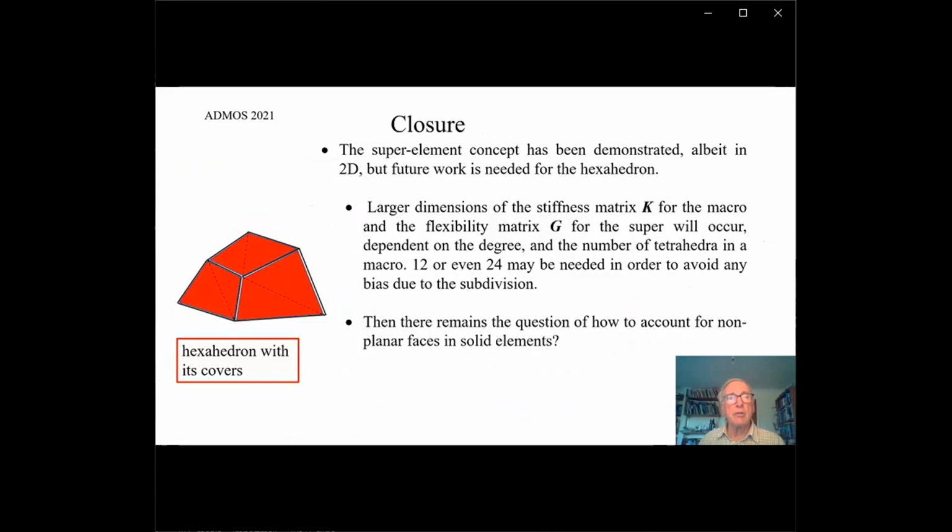In closure, the superelement concept has been demonstrated, albeit in 2D, but future work is needed for the hexahedron. This will involve larger dimensions of the stiffness matrix for the macro and the flexibility matrix for the super, dependent on the degree and the number of tetrahedra in a macro. 24 may be needed in order to avoid any bias due to the subdivision. Then there remains the question of how to account for non-planar faces in solid elements.